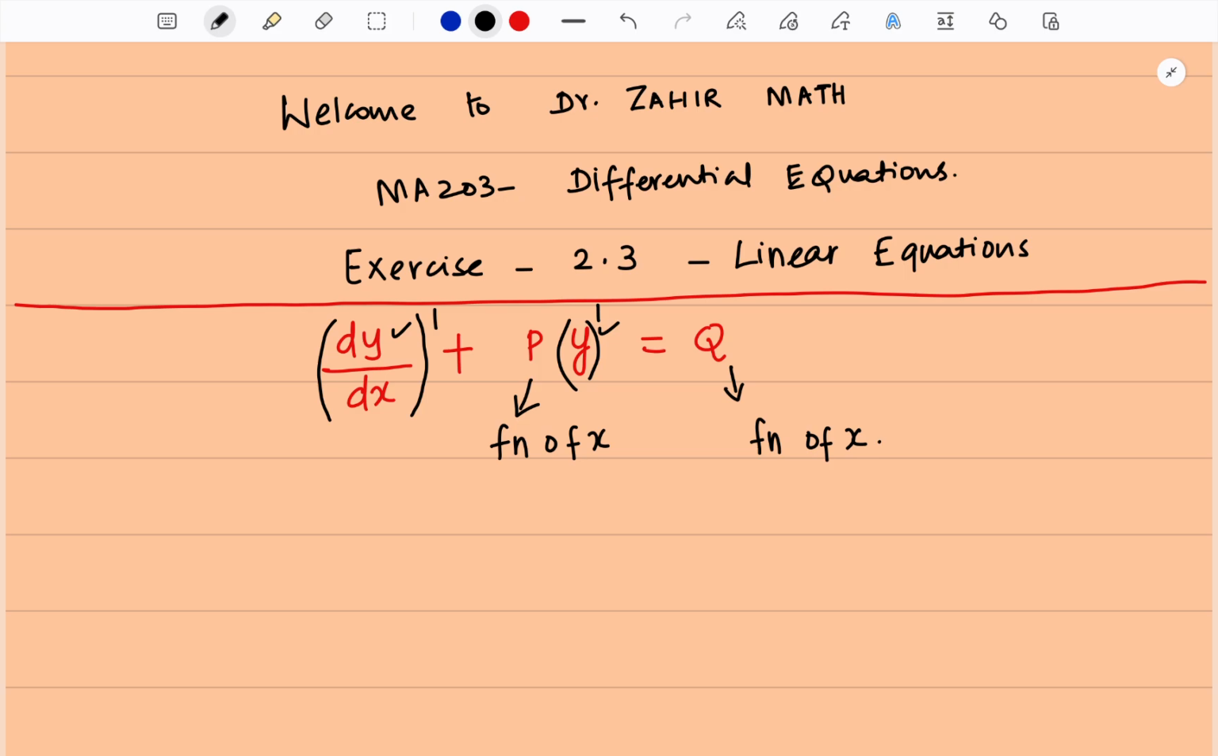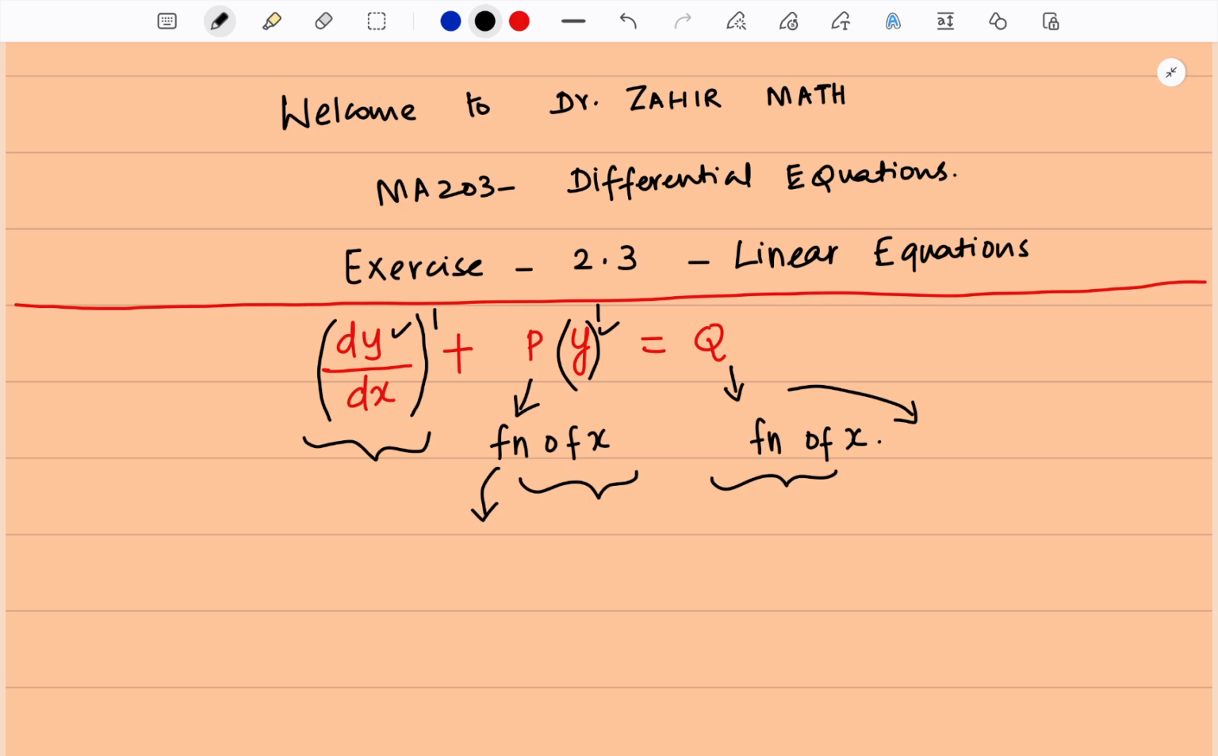Now the question is how to solve this first order linear differential equation. First thing is, you need to identify the equation. What is the identification? You should have dy by dx, after that you should have p times y, which is equal to q, and that p is a function of x, and this q is a function of x. If this situation is there, then it's a first order linear differential equation.